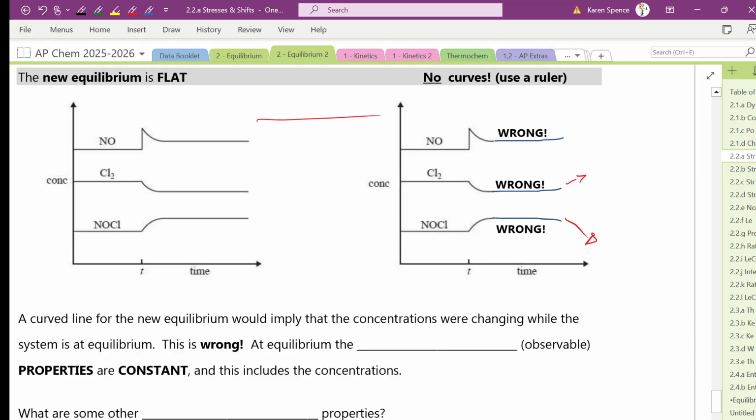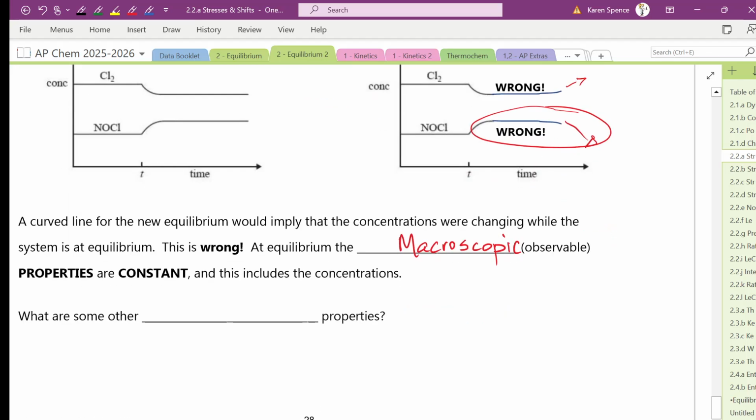A curved line would imply that the concentrations were changing while the system was at equilibrium. That is wrong, because at equilibrium, the macroscopic properties are constant, and this includes concentrations. And this is where I was thinking, what are some other macroscopic properties? If you want to fill that in some other time for yourself, you can, but we're not going to do it twice.